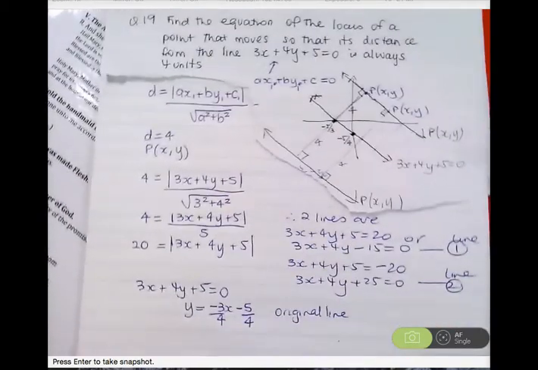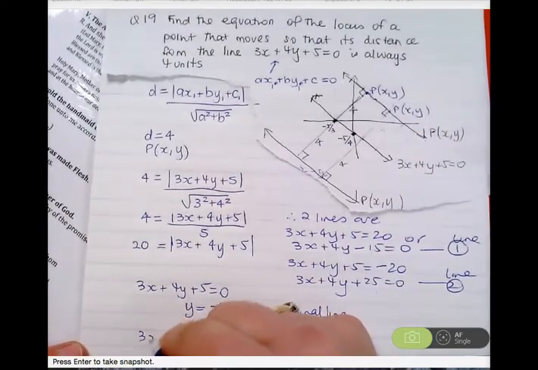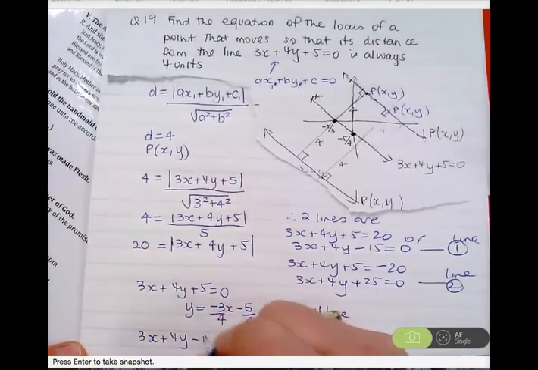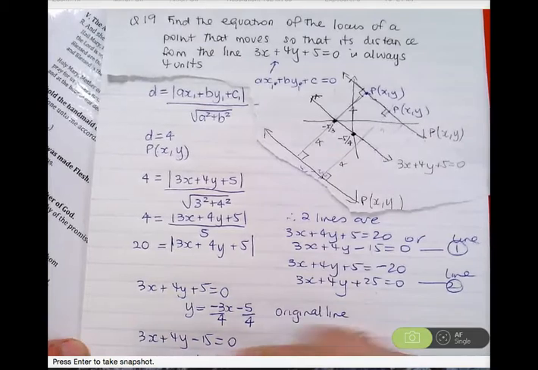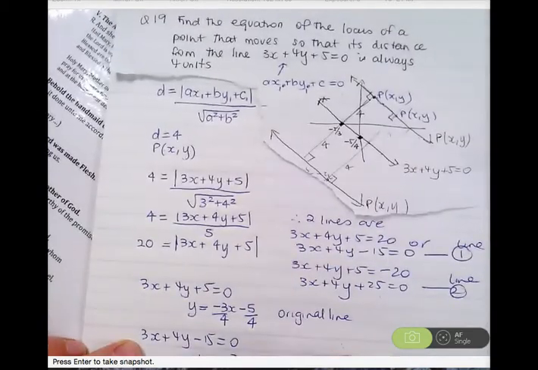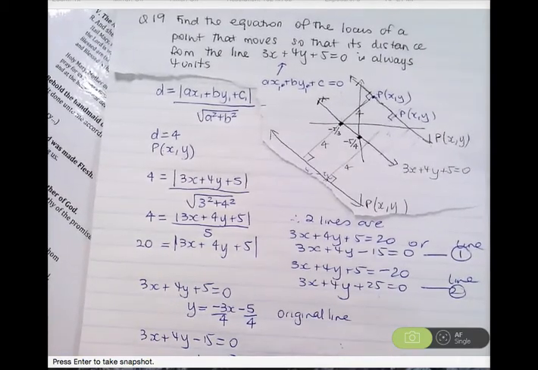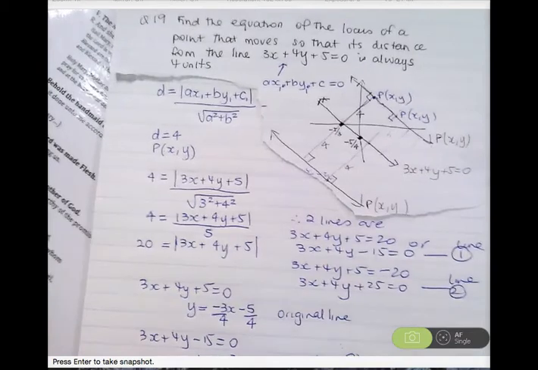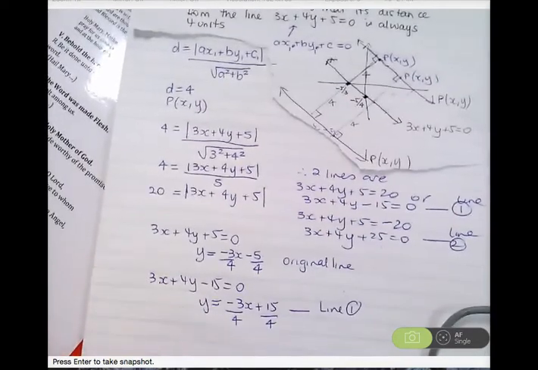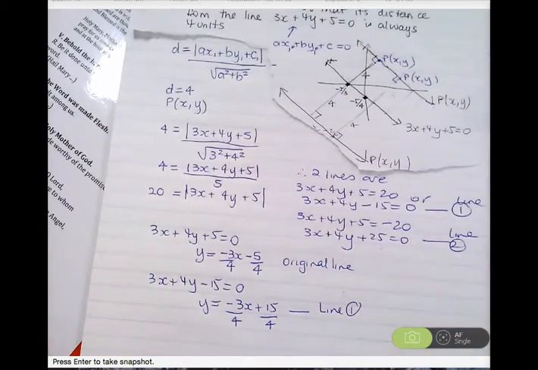If I look at line 1 that was in our answer, 3x plus 4y minus 15 equals 0, and I make y the subject of that one, what do I get? Minus 3x plus 15, but then don't I have to divide by 4? That's line 1 in my answer. Wait, I'll just move it. No, I want to show you. I'm trying to show you how this all works.